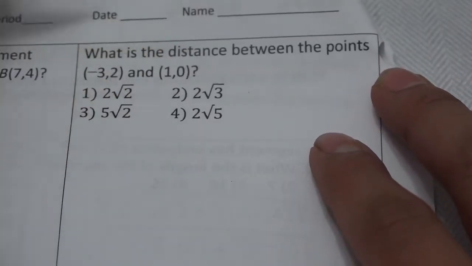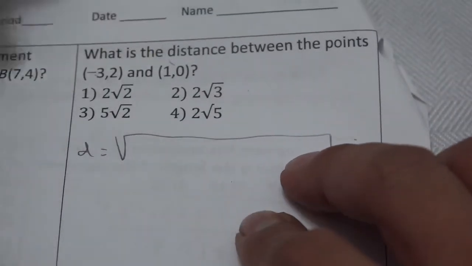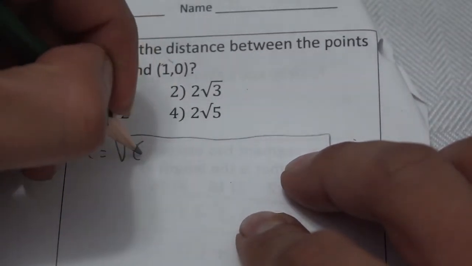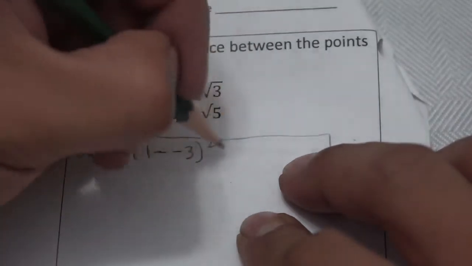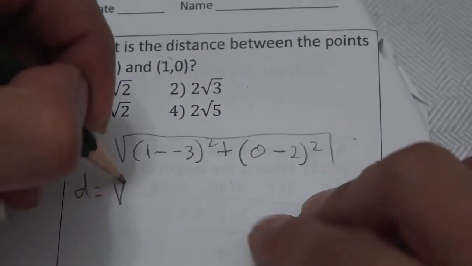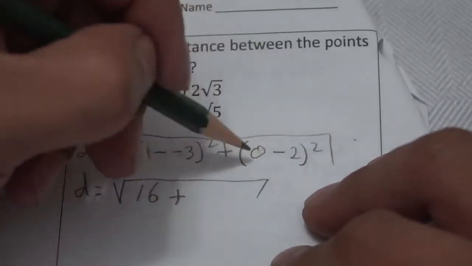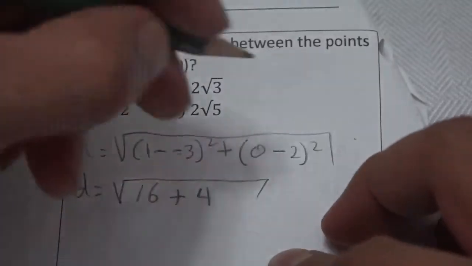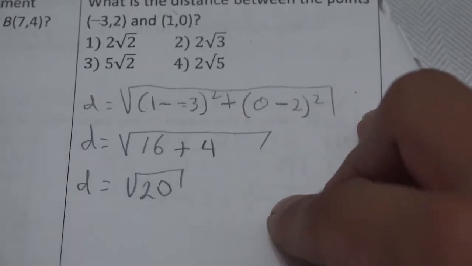Okay, what is the distance? Once again, I got radicals. I don't have a problem with that. Not anymore, correct? So let's see, the 1s and the 2s. So x2 minus x1. One minus negative 3 is 4. Square, 16. Plus 0 minus 2 is negative 2. Square, 4. That's 20.